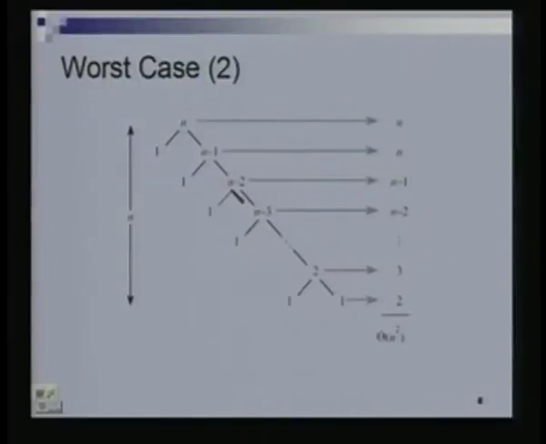So, this is what the worst case looks like pictorially: n divided into 1 and n minus 1, n minus 1 divided into 1 and n minus 2, n minus 2 divided into 1 and n minus 3, and so on and on. And what will be the height of this tree now? N, right. And at each step you are taking time n, then n minus 1, n minus 2, and so on, all the way down to 1. So, that makes it n squared.